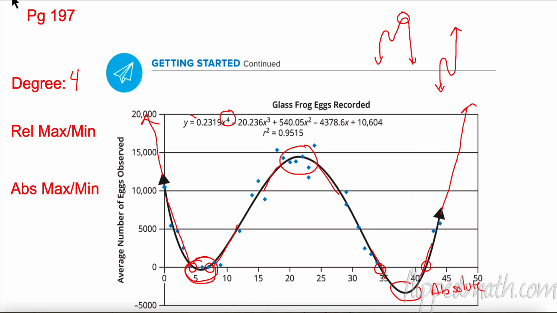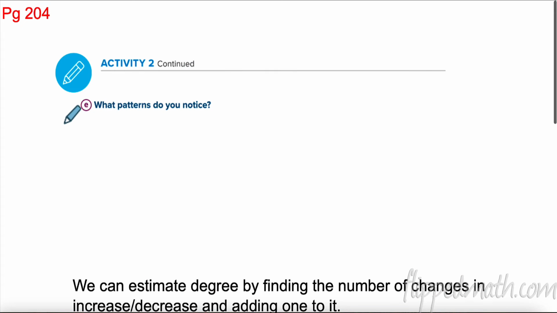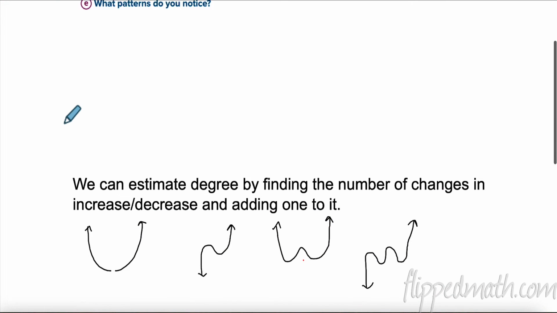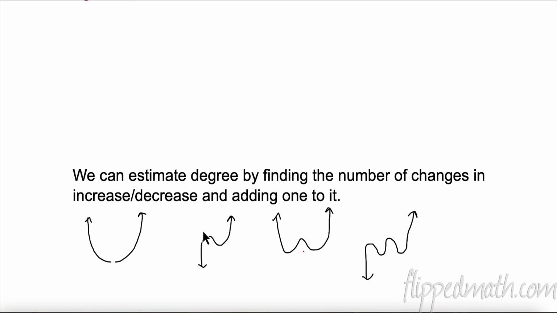In fact, go over to page 204. Write that down. There's a spot right there. We can estimate the degree by finding the number of changes in the increase and decrease and adding 1 to it. So, for example, this is a quadratic. Right? There is 1 change from decreasing to increasing. 1 plus 1 is a degree of 2. 1, 2. All right. Add 1, that would be 3.